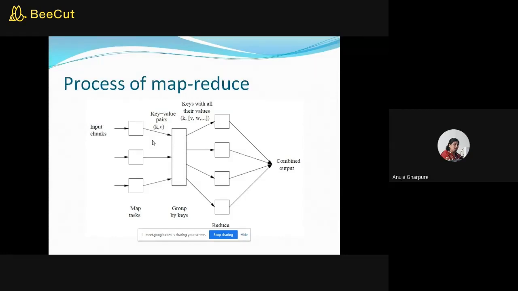It will form the key value pair. So each map task, one map task which receives one chunk, will form the key value pair. Now here, what will be the key? Key will be the word, and what will be the value? Value will be nothing but the occurrences of a word, 1, 2, 3, 4 and so on.